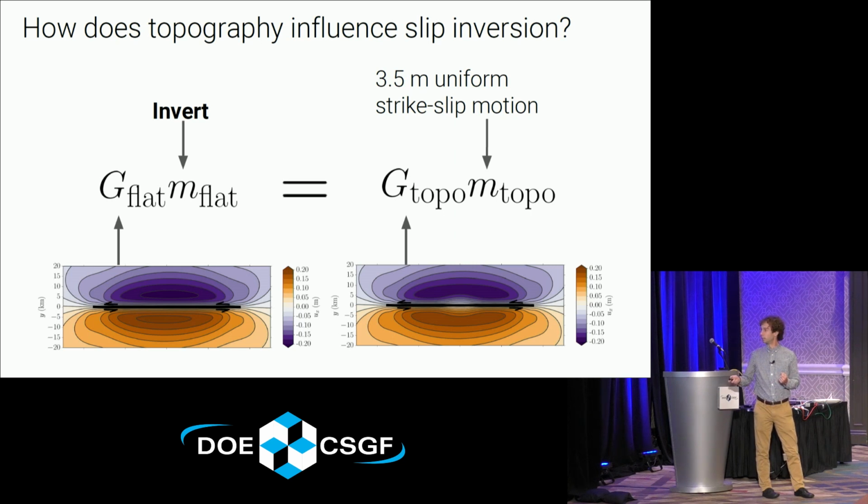This is showing blue is motion to the left or maybe west. Red is motion to the right. So you can see that you have this relative motion across the fault. And then I'm going to invert that using a different model, a model that has no topography, and ask what fault slip do we infer? So essentially, this is asking the question of what error do we introduce by ignoring that topography? What is the result of this model error?